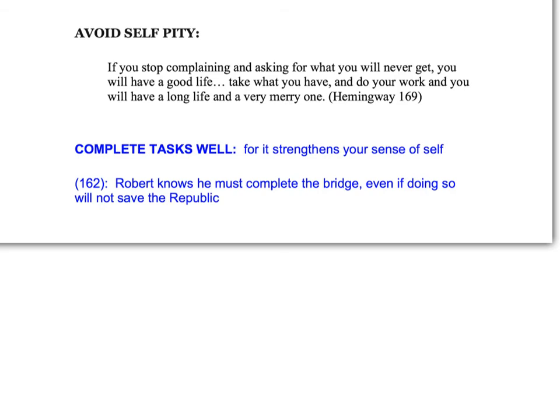And he says this to himself: if you stop complaining and ask for what you will never get, you will have a good life. Take what you have and do your work, and you have a long life and a very merry one. Commit yourself to the cause, commit yourself to what you believe in, commit yourself to the process regardless of the ends. And if you're in love, commit yourself to that love. And so clearly we see that in completing tasks well and desire to blow the bridge.